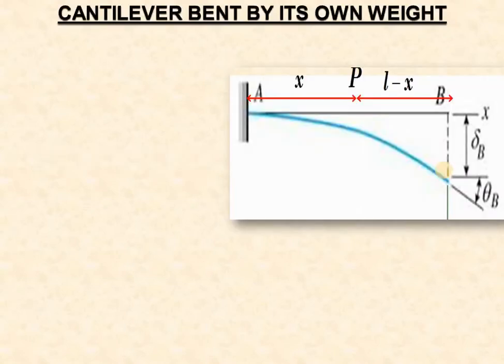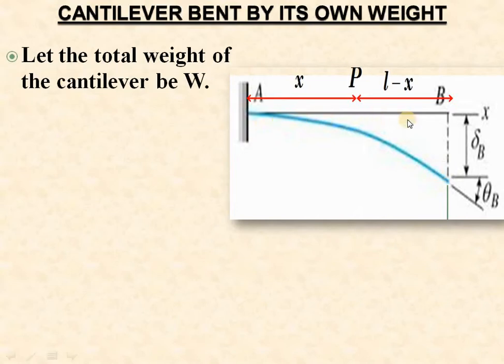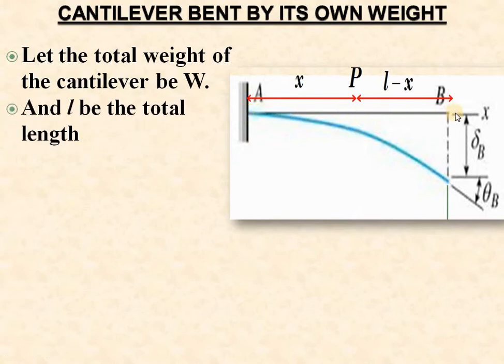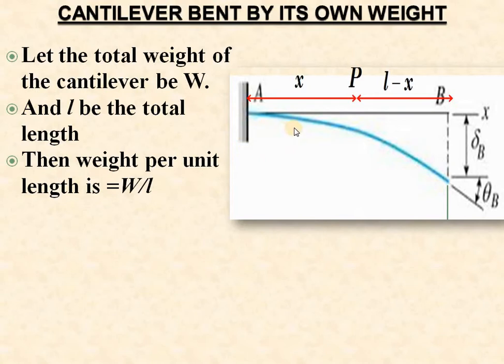So we consider a cantilever like that. Initially it is horizontally lying. Let the total weight of the cantilever be W, and let the total length of the cantilever be l. So you can find the weight per unit length by dividing the total weight of the cantilever by the length. That will be in kilogram per meter or kilogram per centimeter.